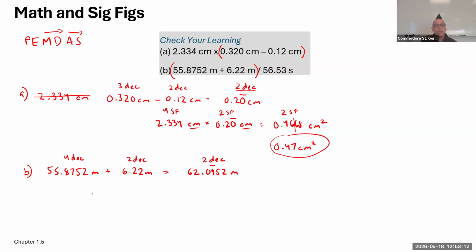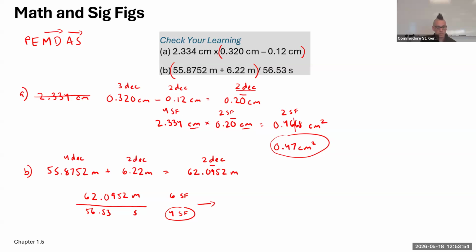All right. Next operation is 62.0952 meters divided by 56.53 seconds. Now, since it's division, multiplication, this is going to be number of sig figs. So this is 1, 2, 3, 4, 5, 6 sig figs. Here is 4 sig figs. So our answer should be in 4 sig figs. Let's go to the right here and just put that in your calculator.